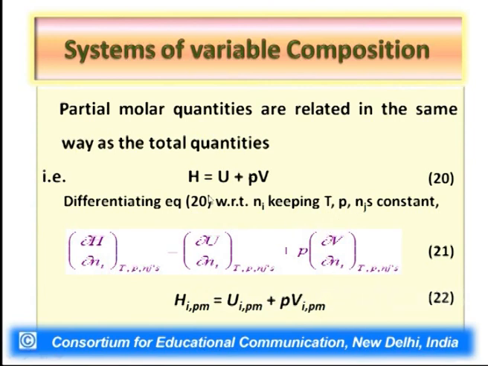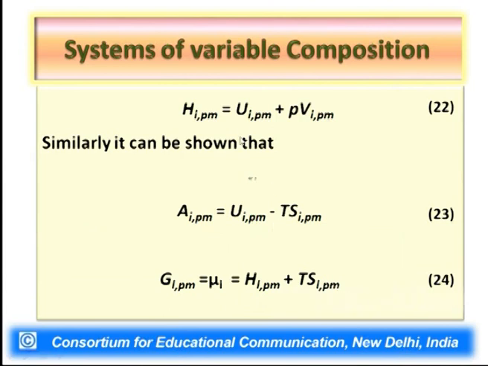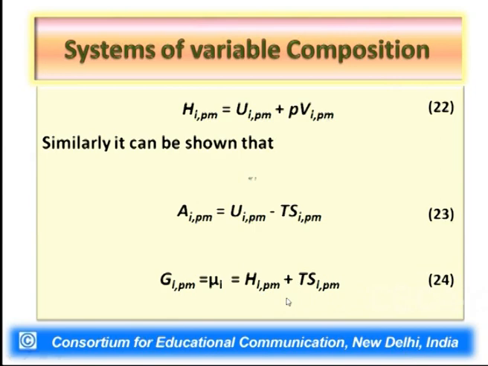So, it is very clear that partial molar quantities are related in the same manner as the complete quantities. In the same way, you can look at A equal to U minus TS and differentiate it with respect to the number of moles of component I, keeping temperature, pressure, and the number of moles of all other chemical constituents constant, and you can conclude the same from that derivation. Similarly, you can go for GIPM equal to mu I equal to HIPM minus T SIPM. With this we understand how partial molar quantities can be expressed, and that they are related in the same manner as the complete quantities. Thank you very much.